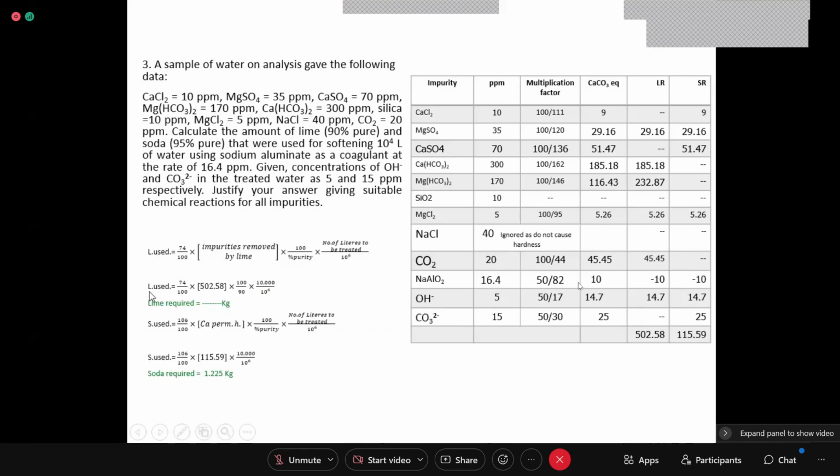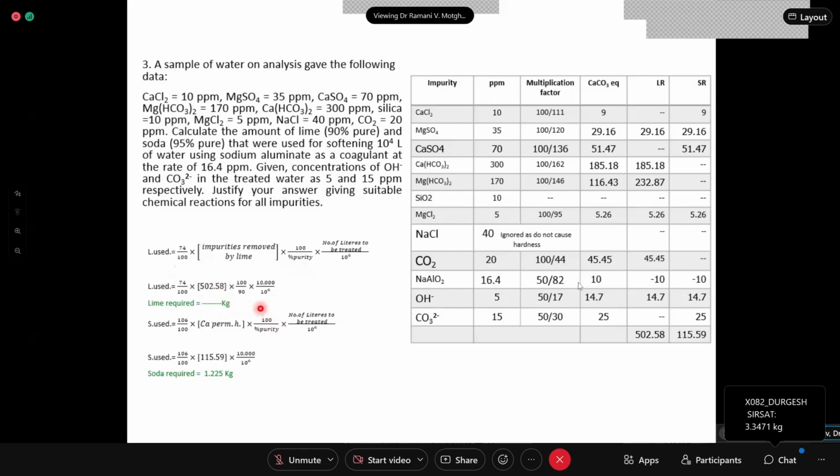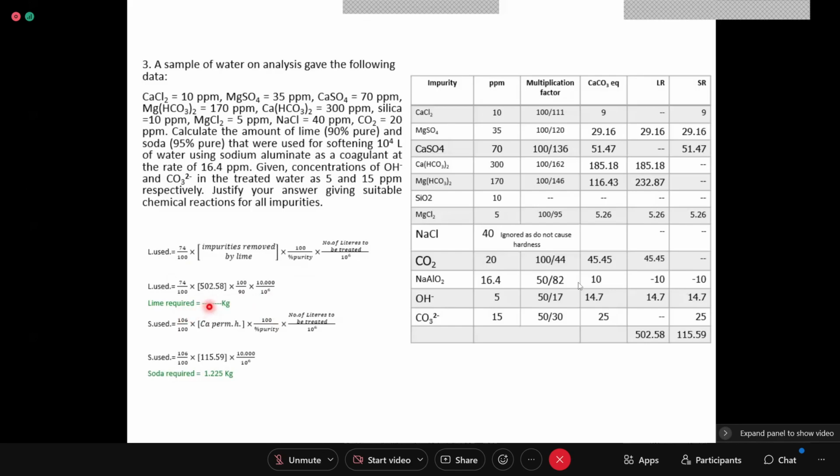Okay, so lime used becomes 74 by 100 into 502 into 100 by 90, and this is 10,000 liters, divided by 10 to the power 6. So these many kgs. So you get the answer. What is your answer? Do this calculation. 4.13. Someone says 3.3. Someone is writing.